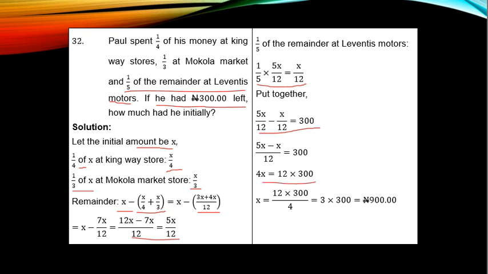Divide both sides by 4, so S is equal to 12 times 300 divided by 4. Divide 12 by 4, 3 is left, times 300. And the initial amount he had was 900 naira. I know you caught that all right.